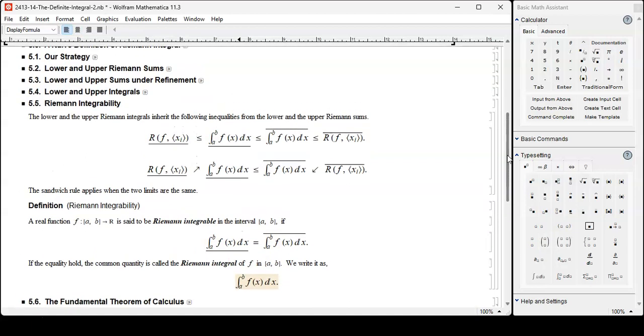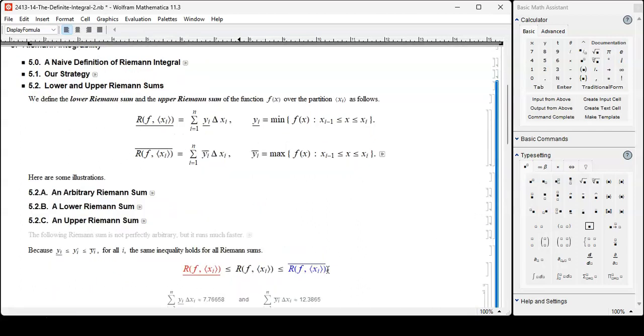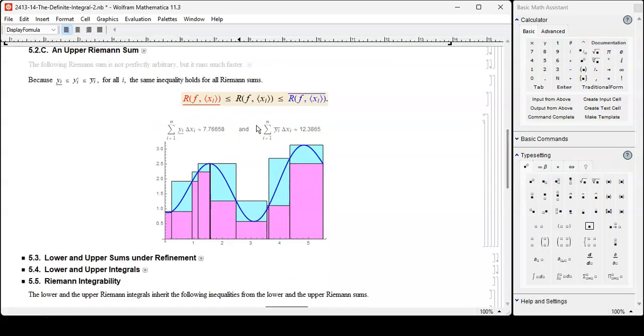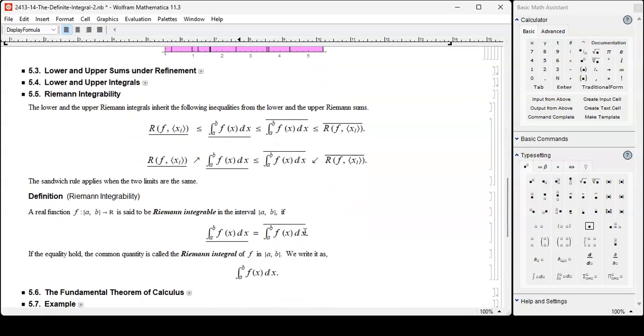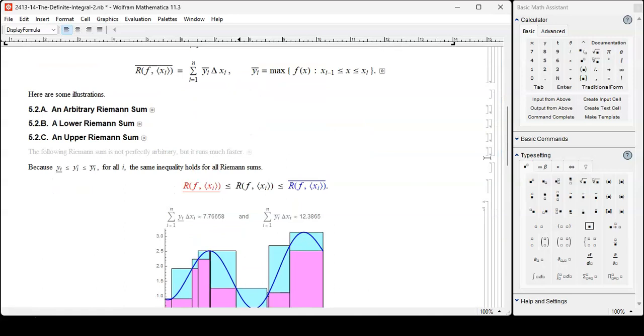In this case, every Riemann sum will be squeezed in between, and they will all converge to the same quantity. You see, every Riemann sum will be squeezed in between if you take the limit somewhere in between, but this one and that one are the same, so they all go to the same quantity, which we call Riemann integral. That's what we established so far.